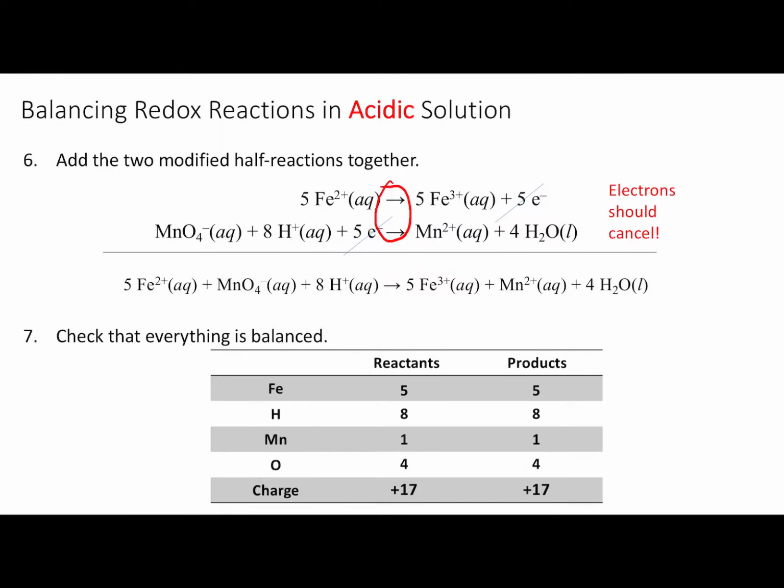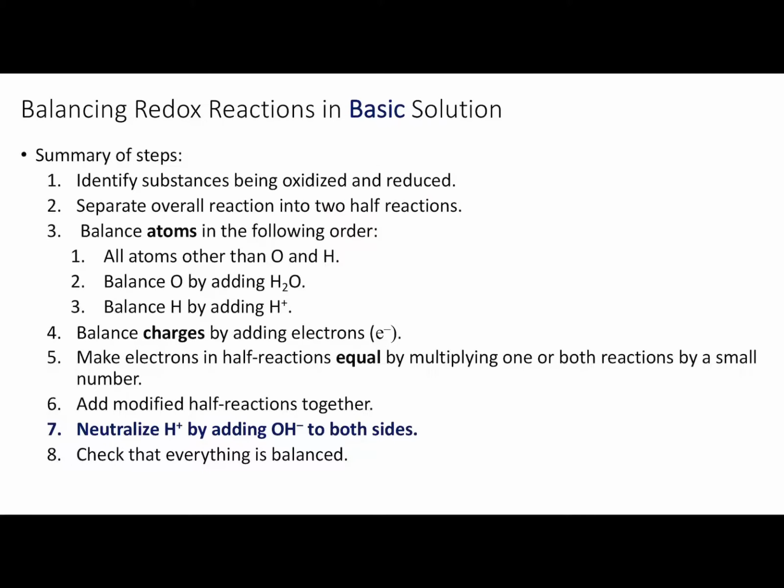How do we convert that reaction to being balanced in basic conditions? Well, it turns out that we're going to follow the first 6 steps exactly as we have done previously, and then we're going to insert, shown here in blue, a new step 7, where we will neutralize the H+ by adding OH- to both sides of the reaction. And then, again, we will check to make sure things are balanced.